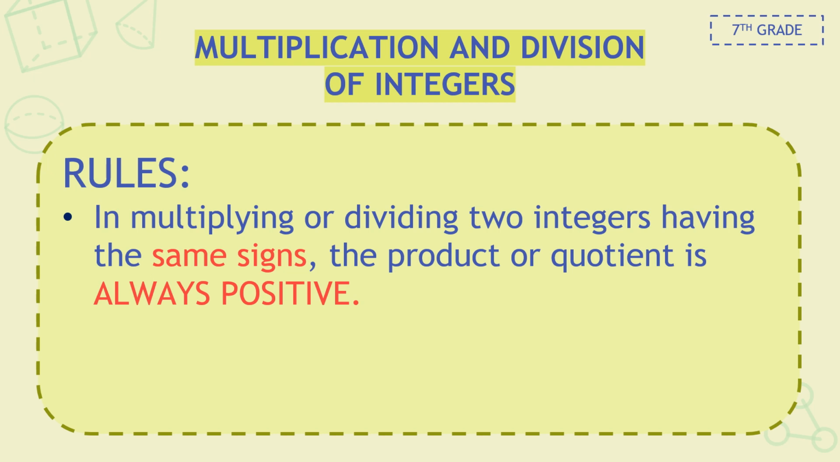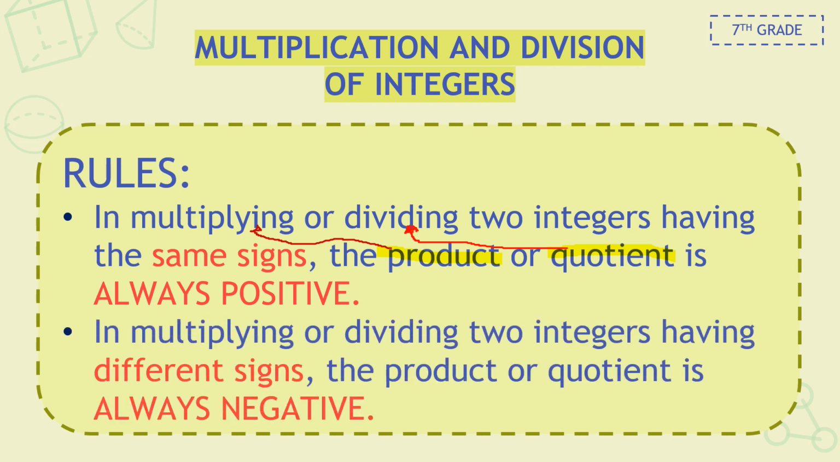Always remember po that product is the answer for multiplication. Ang tawag po natin sa sagot ng multiplication ay product. While on the other hand, yung quotient naman po ay para sa division. Yung tawag po sa sagot ng division ay quotient. Again, kapag daw po same sign, ang sagot palagi ay positive.